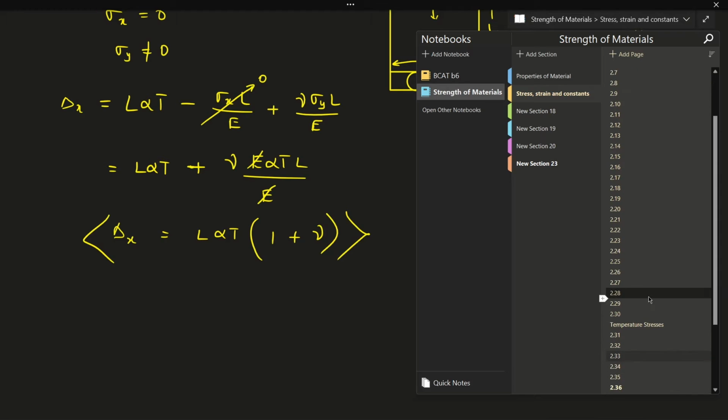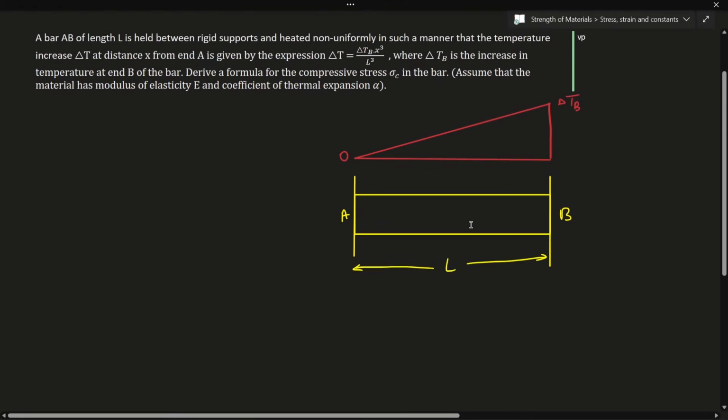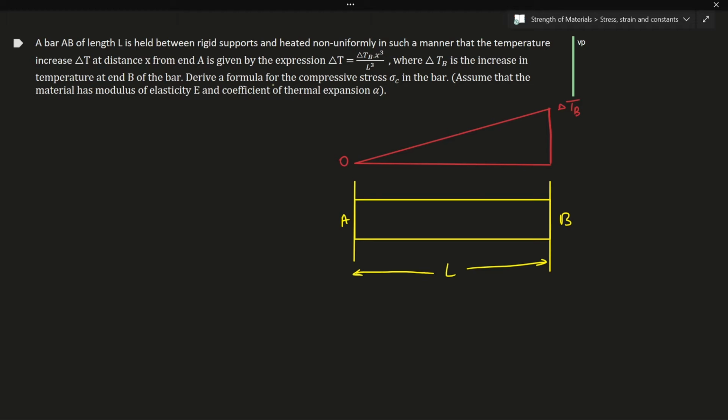So moving on to the next question, I have a bar AB of length L held between rigid supports and heated non-uniformly in such a manner that the temperature increases by delta T at x from A. So if I call this x, the expression of delta T is given by delta T B into x cube divided by L cube. So delta T B is the temperature at the support B, the increase in temperature at B of the bar. Derive the formula for compressive stress sigma C in the bar.